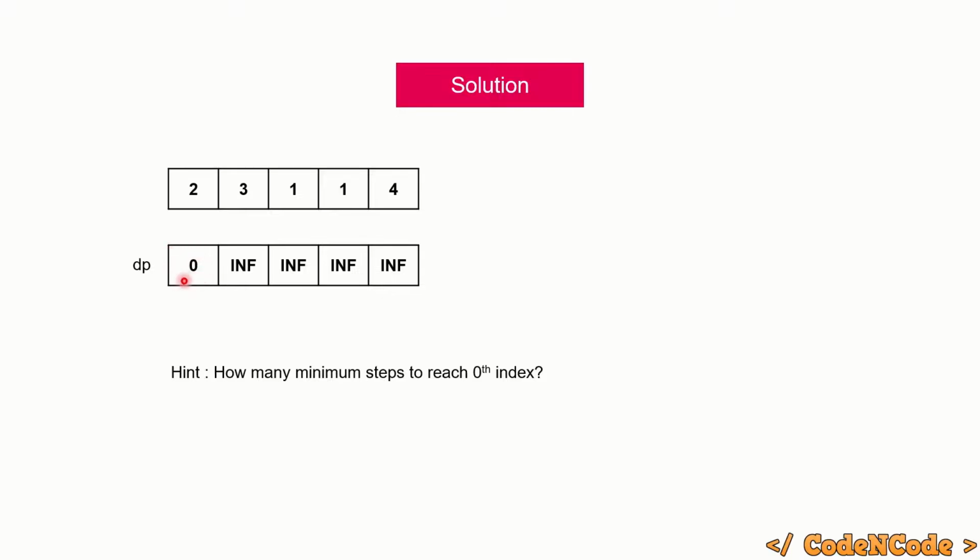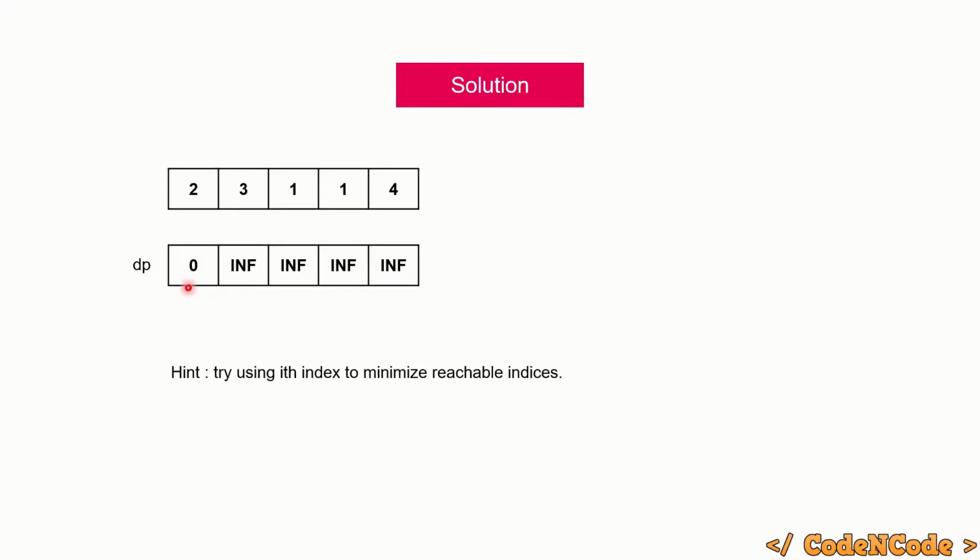Now, since we know the answer of this cell, let's utilize the answer of this cell to find out the answer of the other cells. Okay, how can we do that? See, what we are going to do is we will be trying to use the solution of the ith index to minimize all of the reachable indices. Now, what are reachable indices?